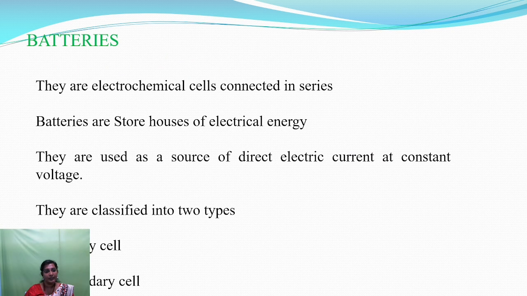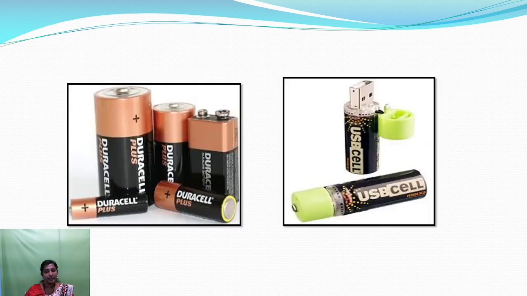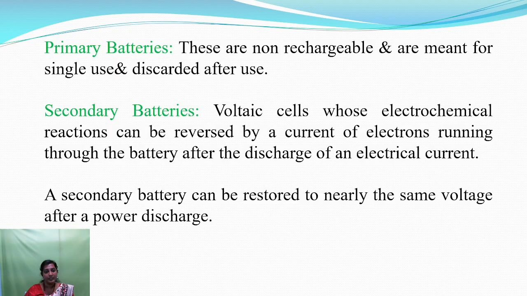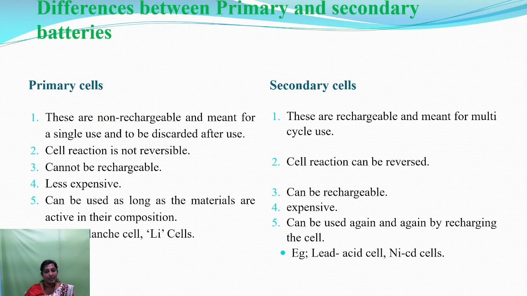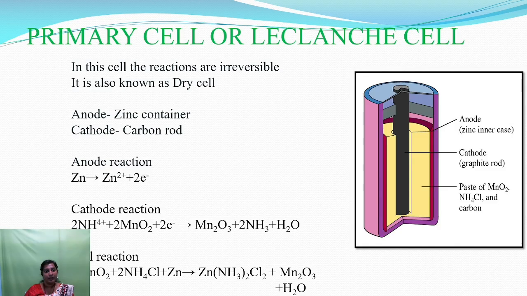Now the topic is batteries. A battery is a set of electrochemical cells connected in series. There are two types of batteries: the first one, primary battery, and the second, secondary battery. Primary battery means a non-rechargeable battery. Secondary battery is a rechargeable battery. These are the differences between primary cells and secondary cells.